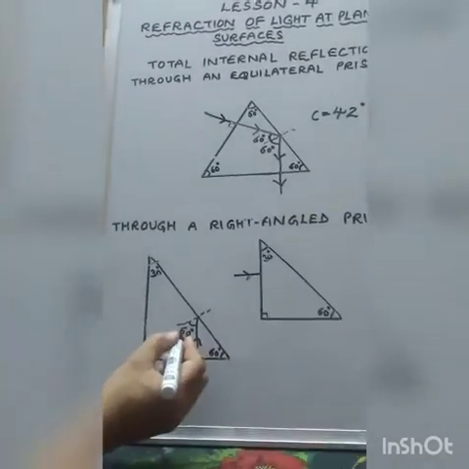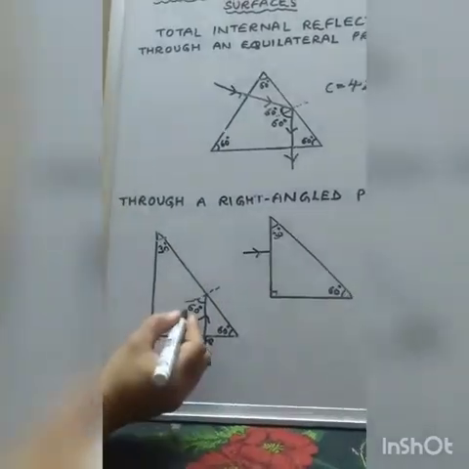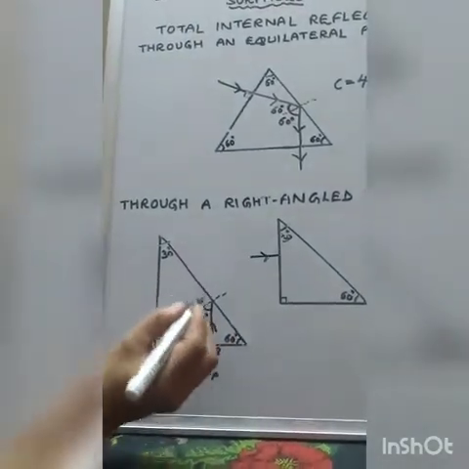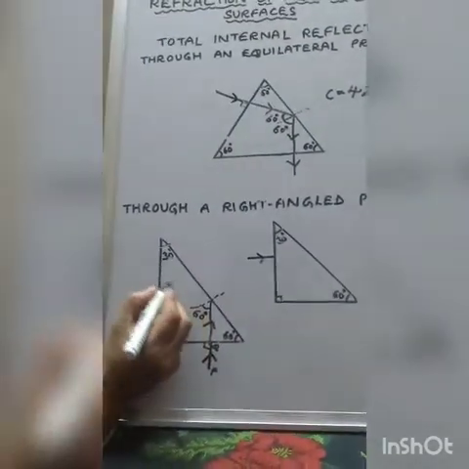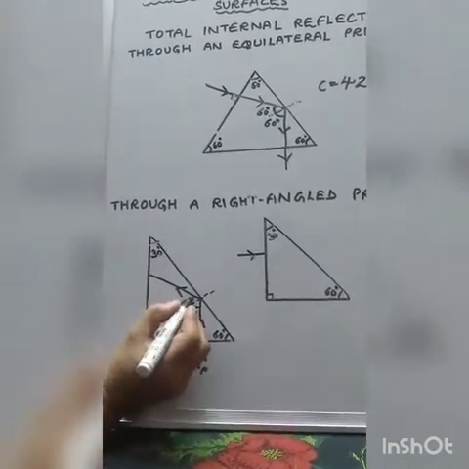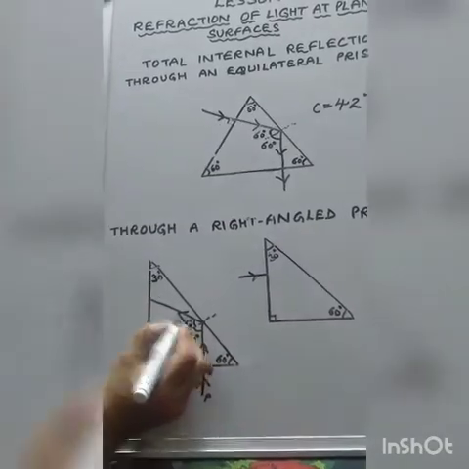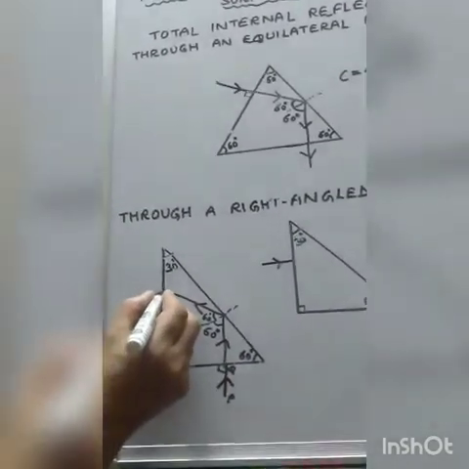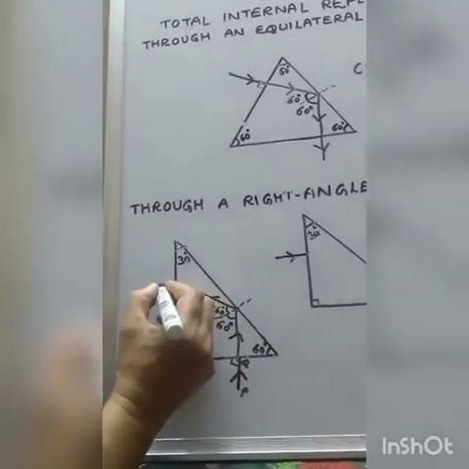And again the angle of incidence is more than the critical angle for the glass. So what will happen? Total internal reflection. The whole of the ray will turn back into the same medium, making the same angle of reflection. Now it is falling at this surface at this point. This is the point of incidence.